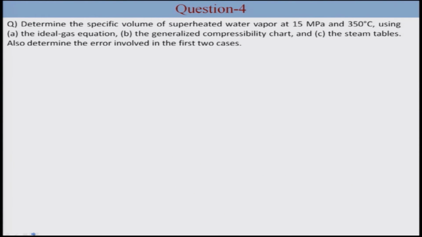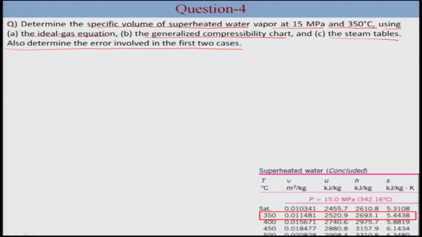In question 4, determine the specific volume of superheated water vapor at 15 megapascal and 350 degrees Celsius using the ideal gas equation, the generalized compressibility chart and the steam tables. Also determine the error involved in the first two cases. So at 15 megapascal and 350 degrees Celsius, the water is in the superheated state. So if we use the ideal gas equation, it is PV is equal to RT.